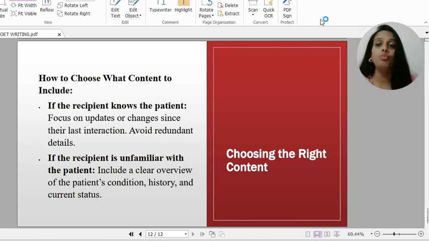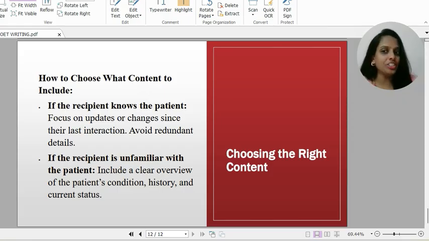How to choose what content to include. This is the most important part in choosing the right content. If the recipient knows the patient, focus on updates or changes since their last interaction. Avoid redundant details. If the recipient is unfamiliar with the patient, you need to include a clear overview of the patient's condition, history, and the current status.